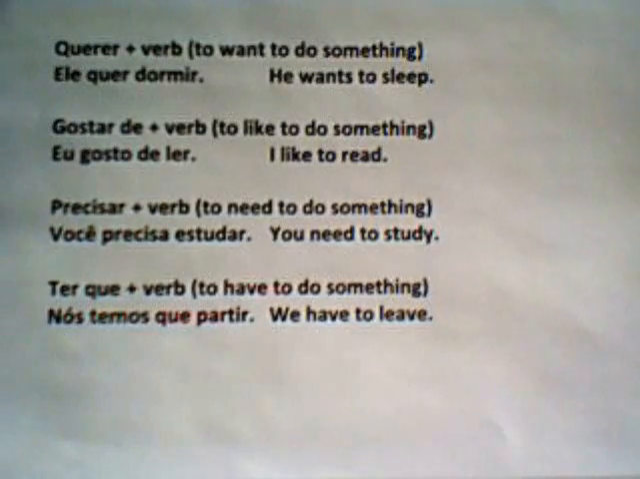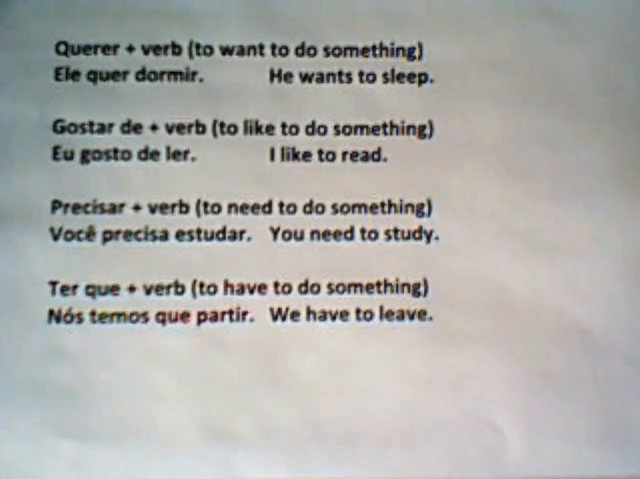Some other very common two-verb combinations in Brazilian Portuguese include what you're seeing on this sheet here. The verb querer, to say that you want to do something. The verb gostar de, plus a verb, to say that you like to do something. Precisar, plus a verb, to say that you need to do something. And ter que, plus a verb, to say that you have to do something. All these usages are similar to what we have in English, but notice in the examples that I'm going to read now that the second verb is left in the infinitive.